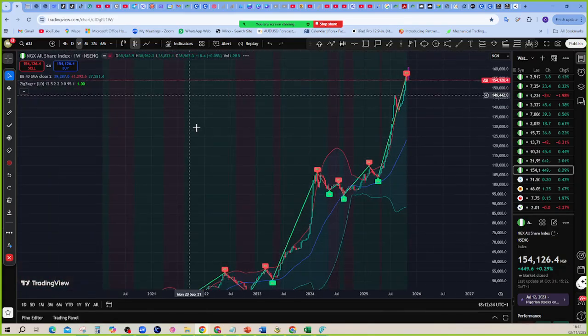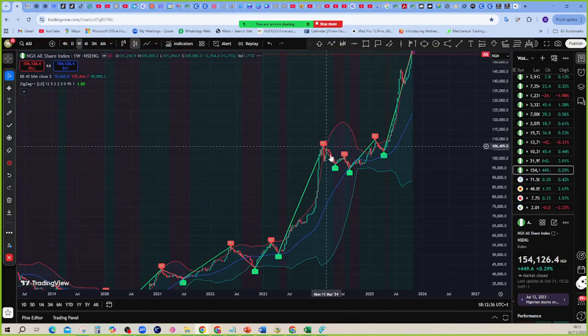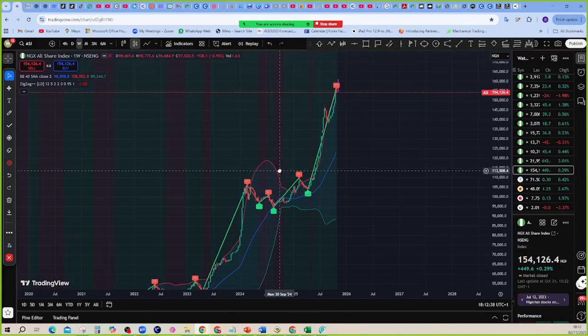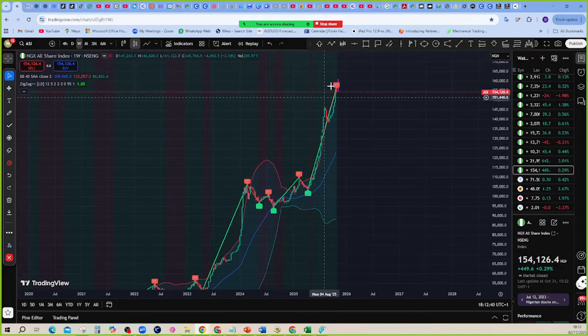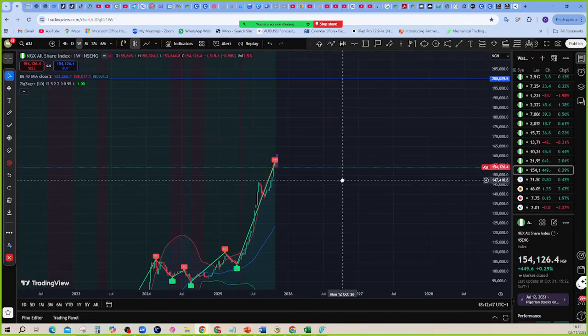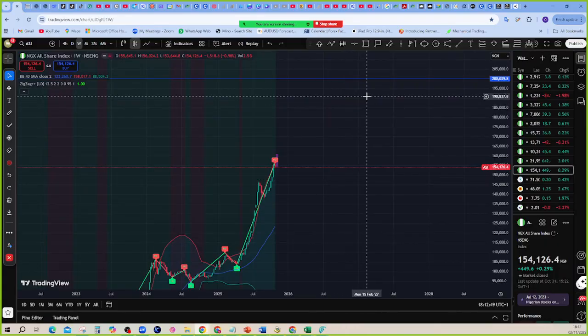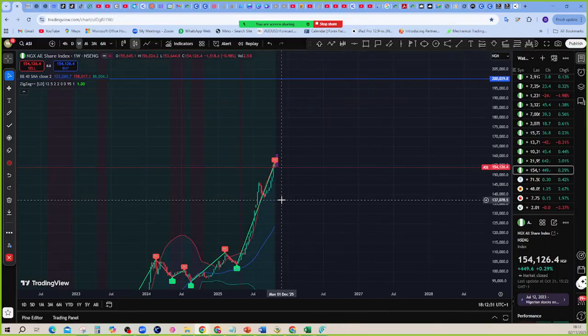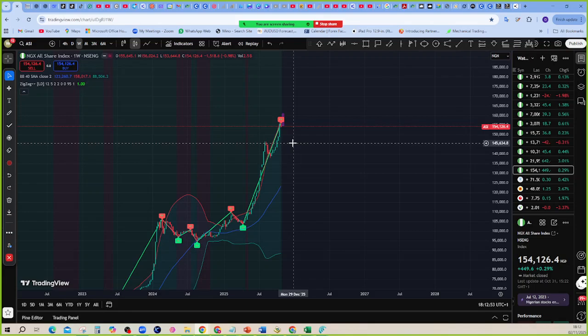Started from here, at least we have some consolidation, and started another mountain climbing from here. Now it has gotten to the top of the mountain. For it to continue and get to this 200,000 basis points, it's possible. It must not lose momentum. It must keep climbing with momentum.